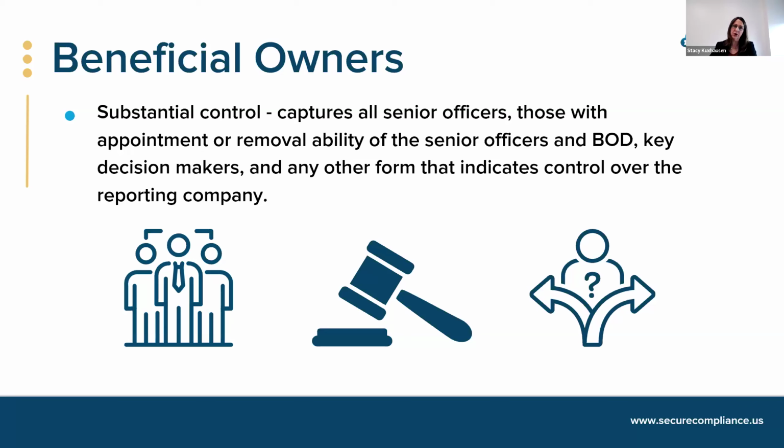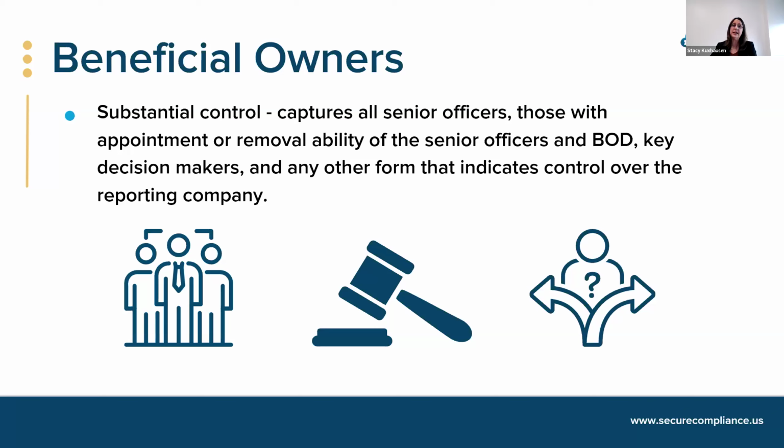And where this one gets interesting is a small company may just have someone that they call a bookkeeper or a controller. But if they are acting in any of these roles or capacities, they're going to have to be included on this report as well. So I mentioned there were 4 categories. So the first one is senior officer. The second one has appointment or removal power of any senior officer or the majority of the board of directors.